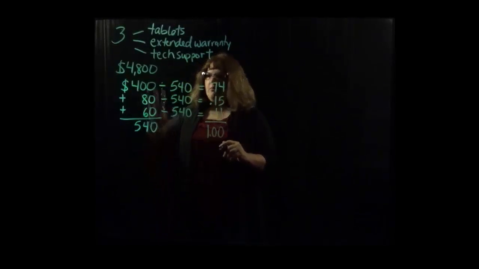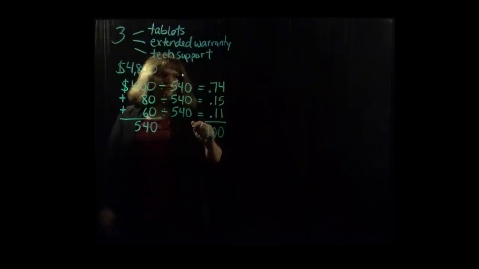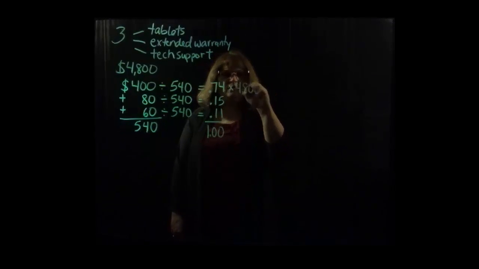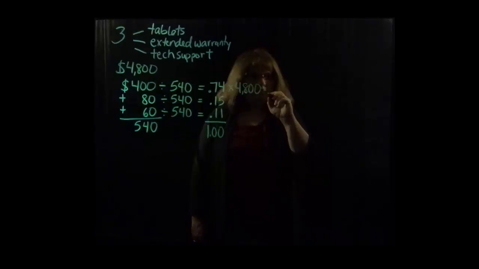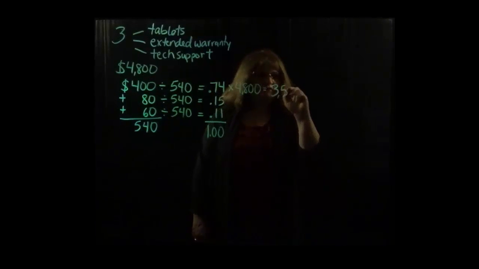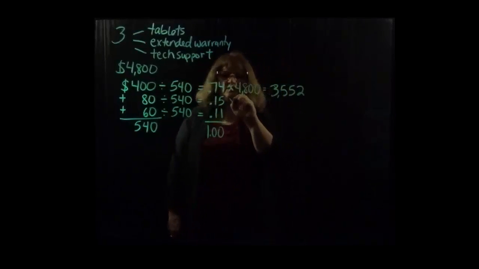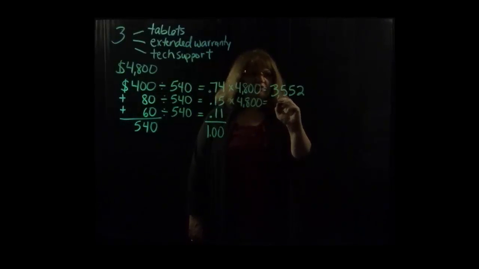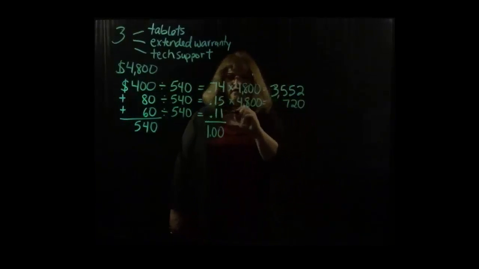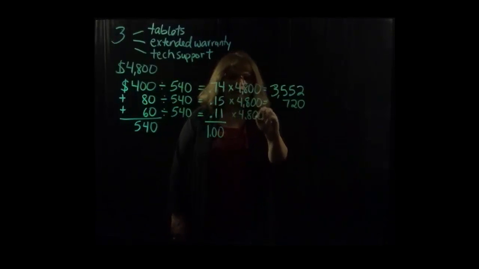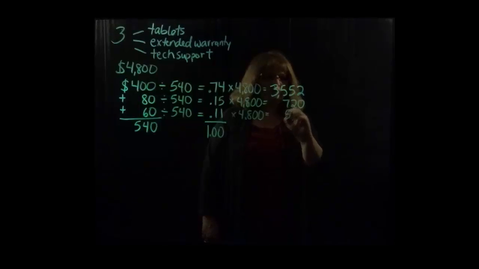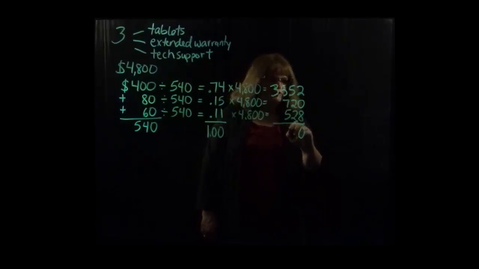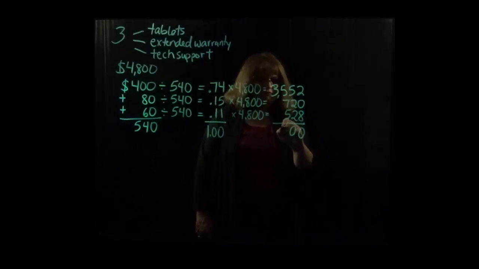What we then do is we multiply the 4,800 by each of these percentages. And so if we multiply the 74% times 4,800, that gives us 3,552. The 15% times the 4,800 gives us 720. And the 11% times the 4,800 gives us 528. If we add those together, we can make sure we did the math right, and those do indeed sum to 4,800.